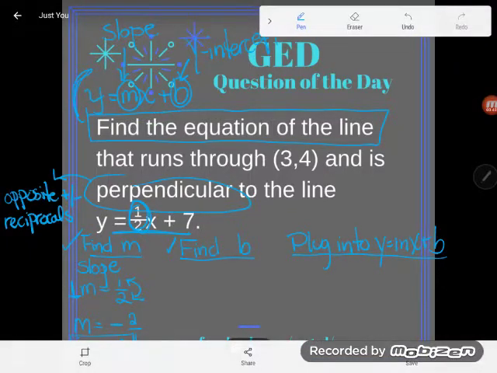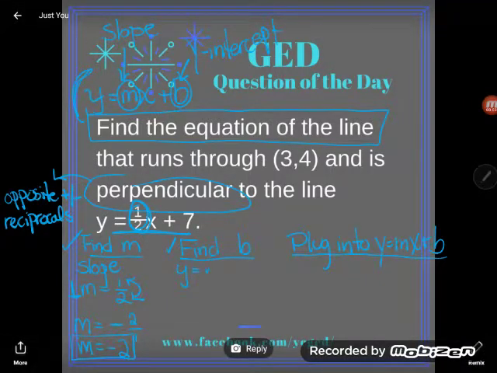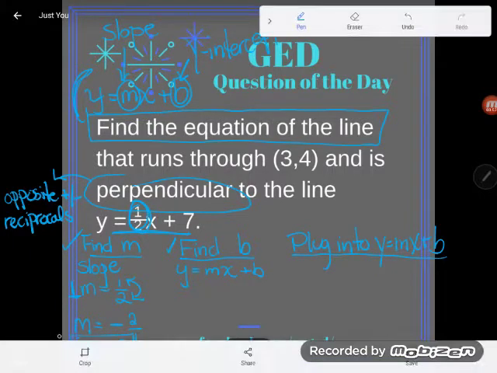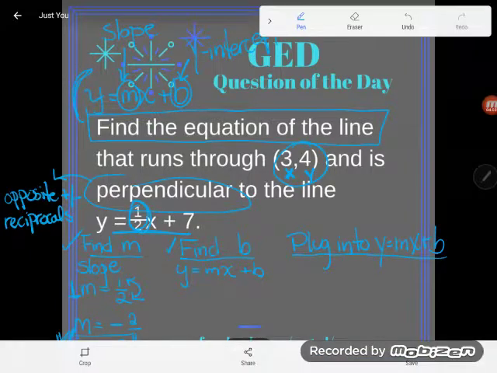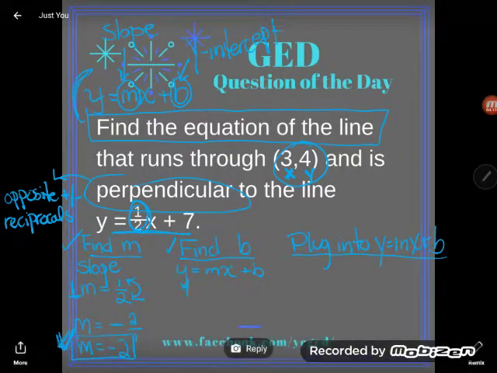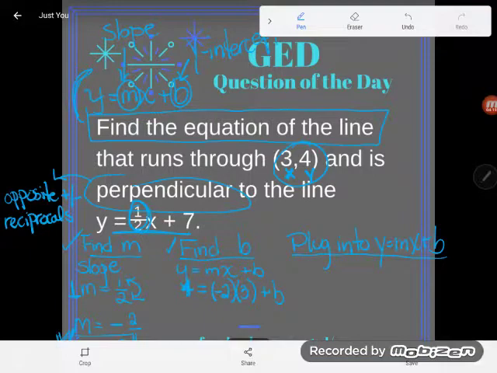Now there are actually different ways to find b, but I like just using one equation. So what I'm going to do is plug in what I know. I know m. I just figured out that my m, my slope, is -2, and I know an x value and a y value. They gave me a point that my line runs through. A point is just an x and a y value. So I'll plug in 4 for the y, -2 for the m, and 3 for the x. Now I don't know b, and you're like, oh no, I don't know b. Hey, that's what I'm trying to find.